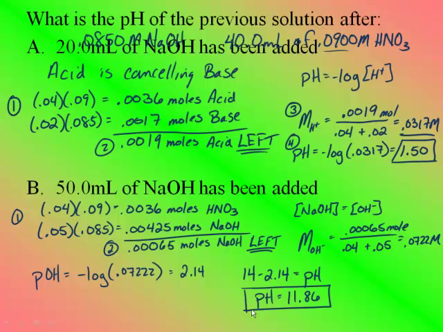Remember, the first thing I said before I did the problem is on the titration curve, I'm above the equivalence point, so I had better have a pH greater than 7. I have a pH greater than 7, therefore my assumption is I did it correctly. And that's how you do calculations of pH during titrations.